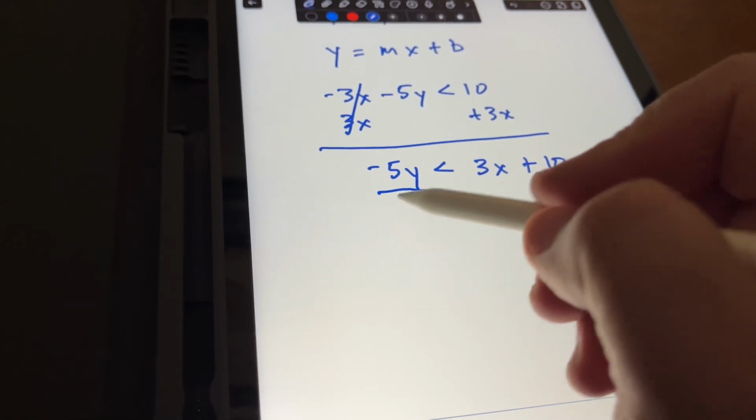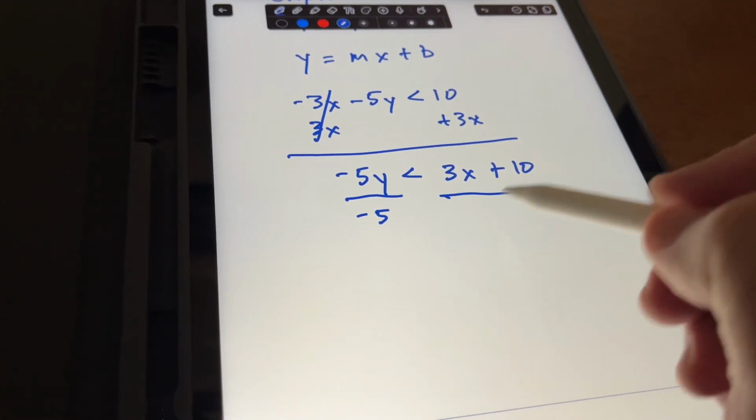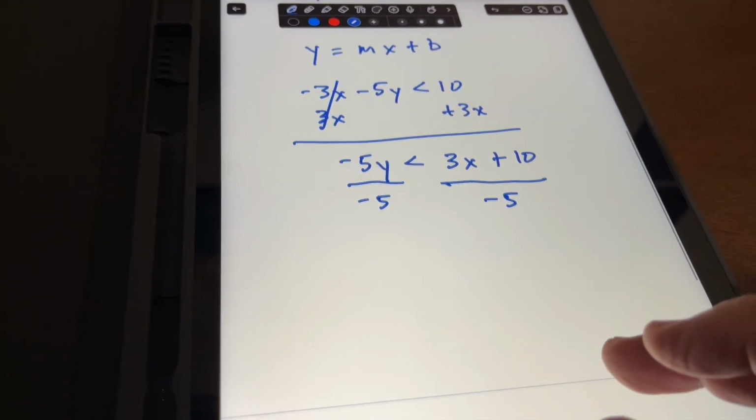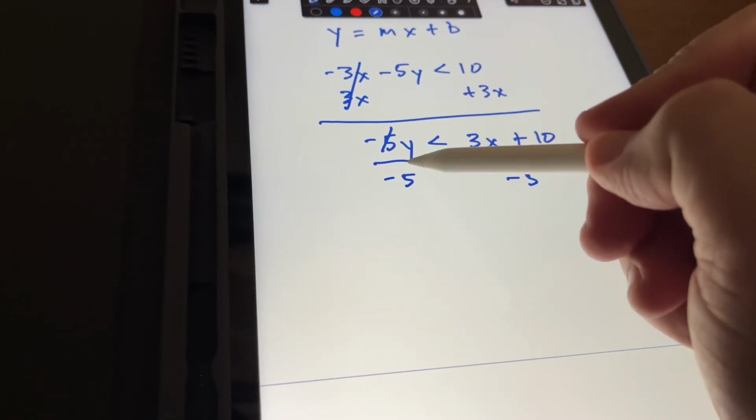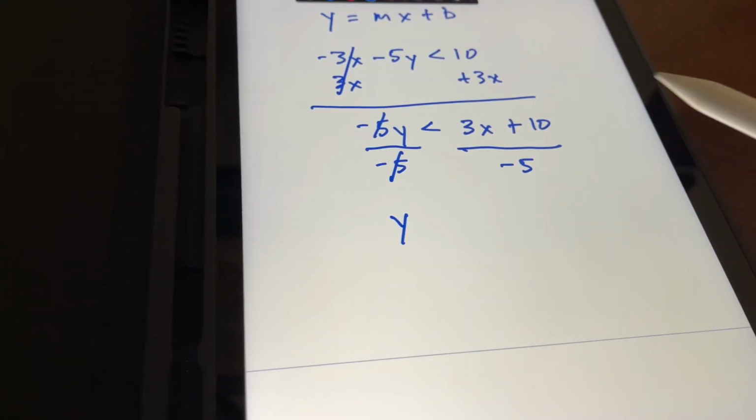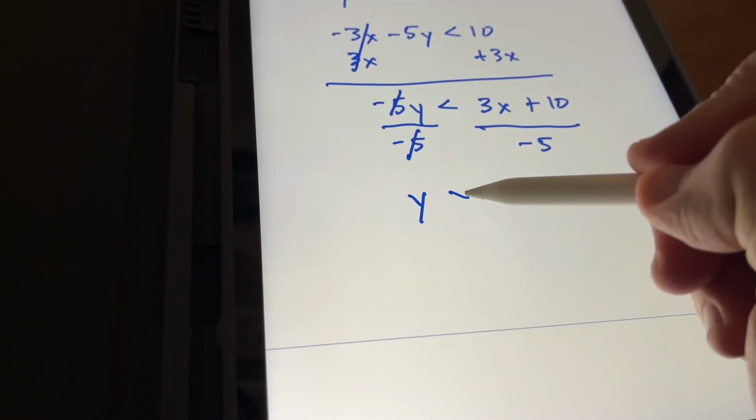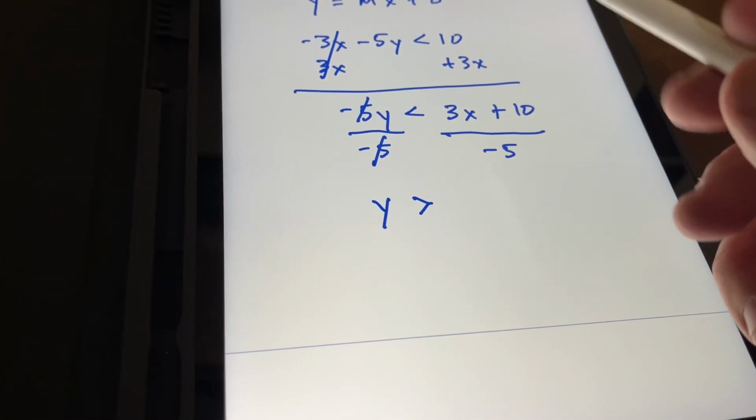Well, you do that by dividing both sides by negative 5. Of course, these are going to cancel. I get y. For right now, I'm going to reverse this. I'll explain why in just a minute.